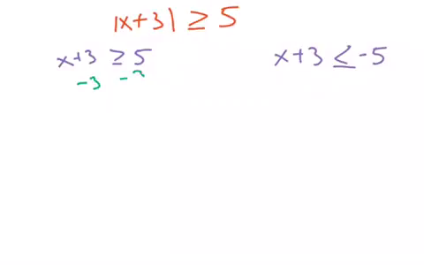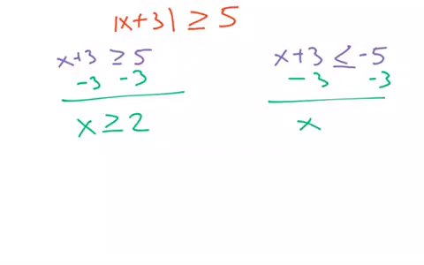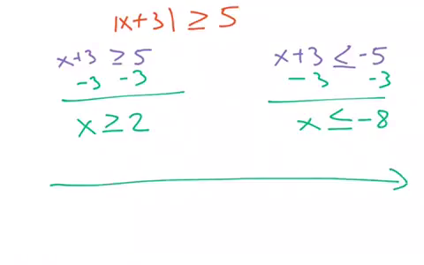So I subtract 3 from both sides, x is greater than or equal to 2. Subtract 3 from both sides, x is less than or equal to negative 8. There you go. There's my answer. But really, you know, let's graph it, because graphing is fun.